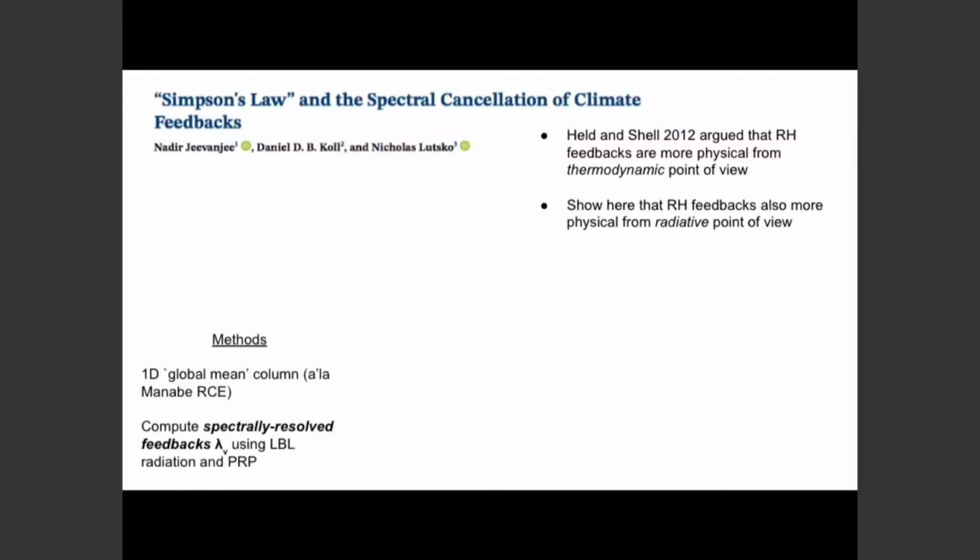So the methods here are pretty simple. We're just going to consider single column calculations, which are meant to represent a global mean. And these single columns have a fixed relative humidity of 75% and lie along a moist adiabat. We're going to compute spectrally resolved feedbacks, lambda sub nu. We can calculate these using line by line radiative transfer that resolves individual wave numbers. And the feedbacks are going to be calculated using partial radiative perturbations, where we just substitute perturbed atmospheric fields corresponding to the perturbed climate, water vapor, and temperature to calculate the feedbacks.